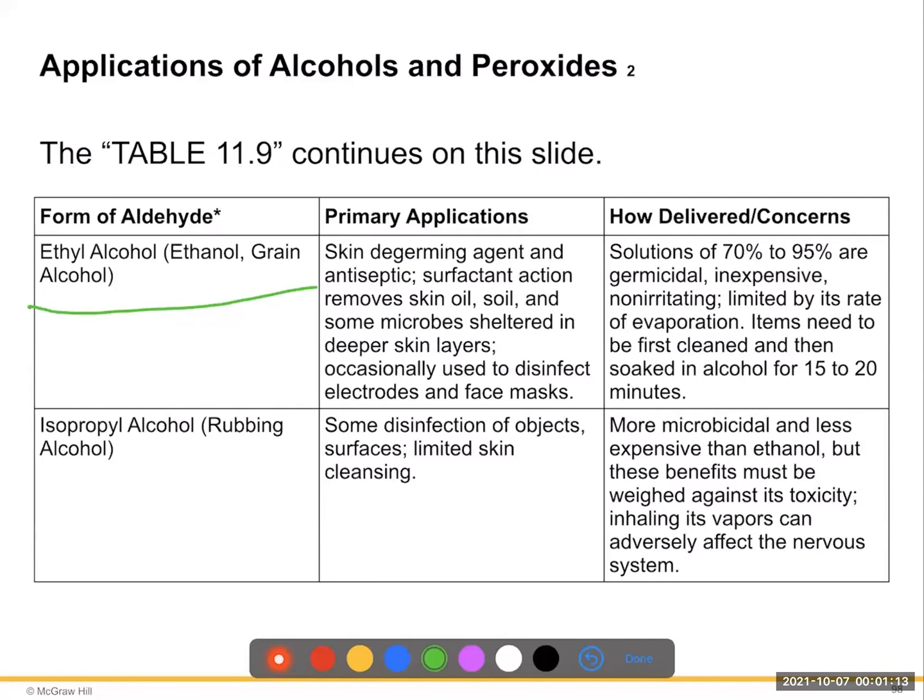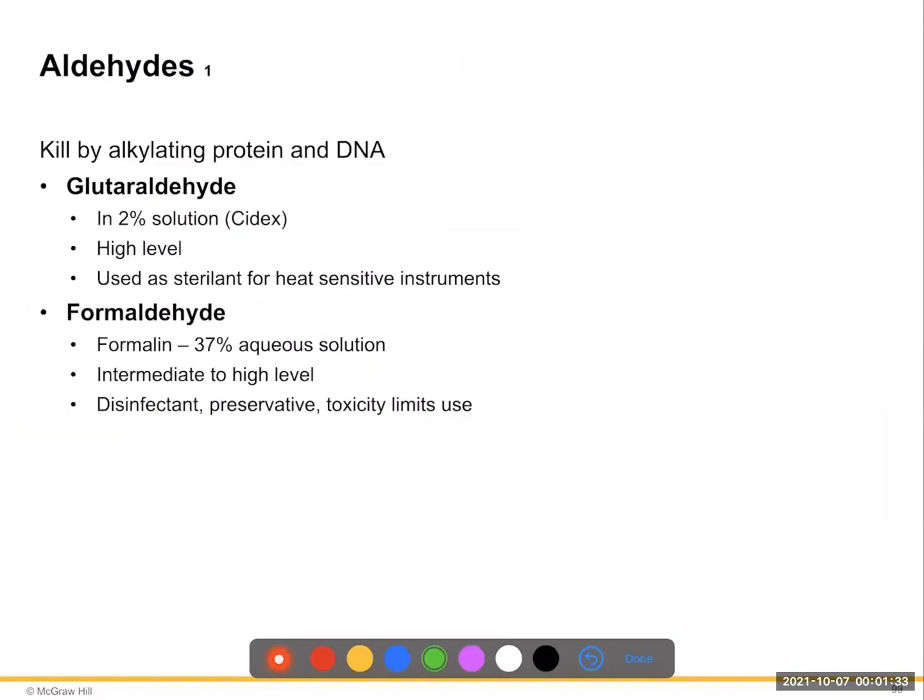So ethyl alcohol is a skin degerming agent. Surface action removes skin oil, soils, and some microbes, sheltering the deep layer of skin. It's occasionally used to disinfect electrodes and face masks. Isopropyl alcohol is rubbing alcohol. It's used for some disinfection of objects and surfaces, and limited skin cleansing.